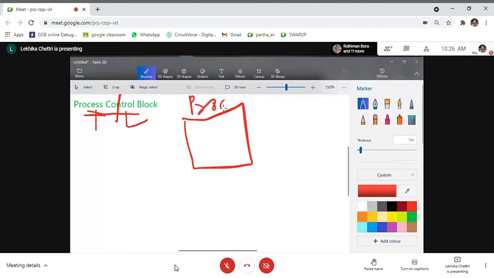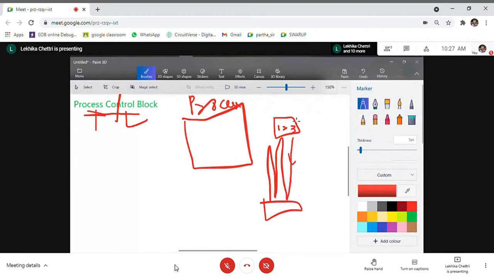Let us say a calculator that has been opened. Now I want to control this calculator. This is my calculator, I have opened it. Now this is a process. And this is my Paint 3D window that I'm using right now. So I'm continuously shifting from calculator to Paint 3D and back to calculator. When I'm shifting from here to Paint 3D, its value should be saved. That means I'm trying to control it.